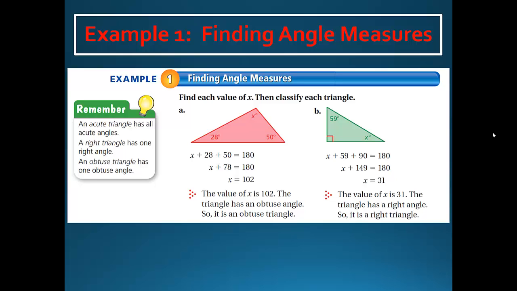For B, we're going to have x plus 59 plus 90 equals 180. Then we can solve our equation. We'll have x plus 149 equals 180. Then we'll subtract 149 from each side, so x will equal 31. The value of x is 31. The triangle has a right angle, so it is a right triangle.